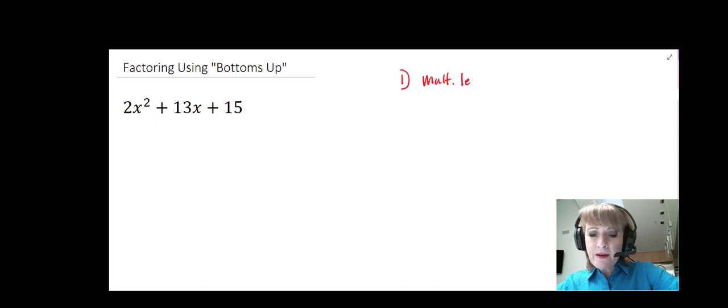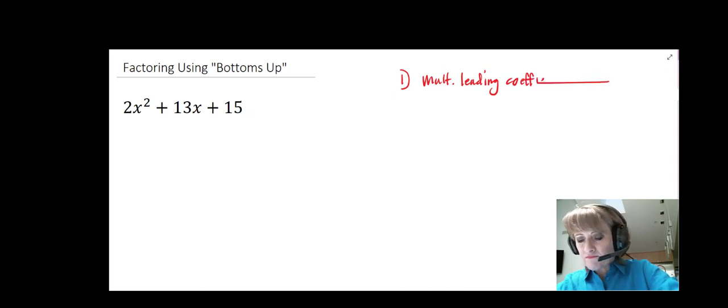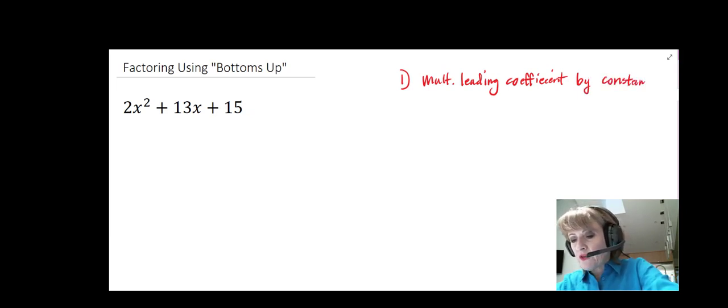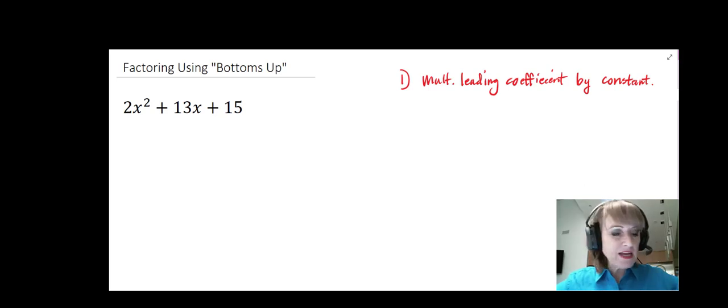the leading coefficient by the constant. Now, what in the world are those? The leading coefficient is the 2 here, and the constant is the 15.